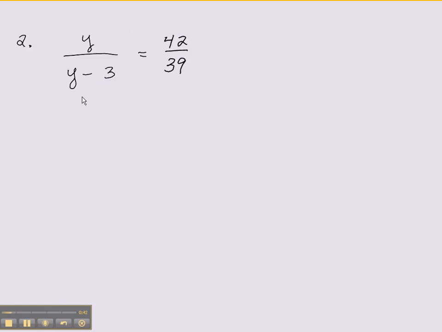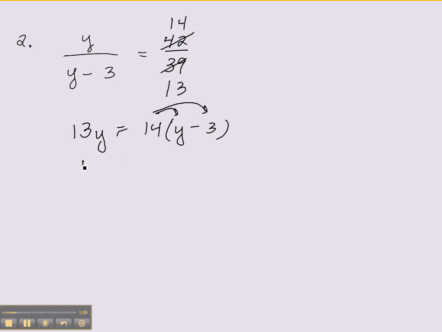Alright, number 2, we're asked to solve for y. We can cross multiply. Product of the means equals product of the extremes in this proportion. However, we might want to simplify this fraction. These are both multiples of 3. So we have 13y is equal to 14 times the quantity y minus 3. Don't forget to distribute here. So 13y is equal to 14y minus 42. Then we can subtract the 14y and find that y is equal to 42. Answer choice C.